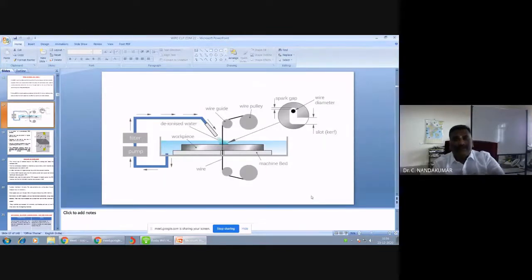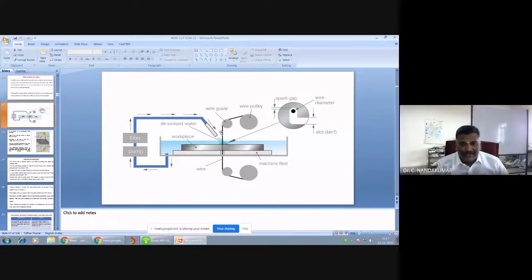This is the schematic diagram of the wire EDM process. So this is a spool. It is called a spool. This is a wire pulley. Then it's a wire guide. So it is like a stitching process. Okay, bobbin. Again, it will go to that particular base bobbin. Then it is a new wire.